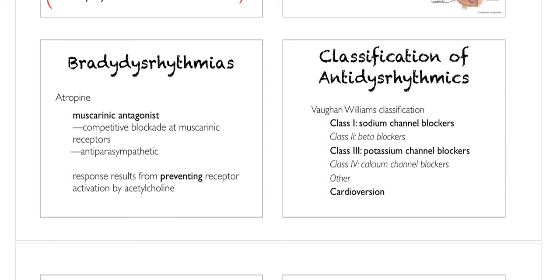For antidysrhythmics that are associated with tachyrhythms of some form, we have several classes here. Everyone's familiar with beta blockers and calcium channel blockers. A couple other ones that we also have are sodium channel blockers and potassium channel blockers. To put a name to each of these, the sodium channel blocker would be lidocaine, and our potassium channel blocker would be amiodarone.